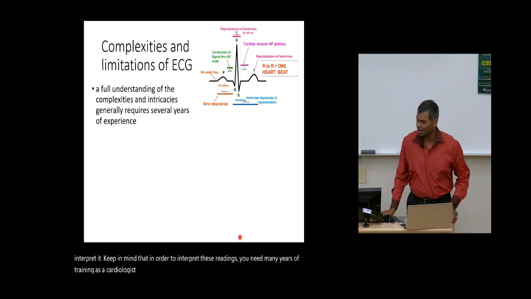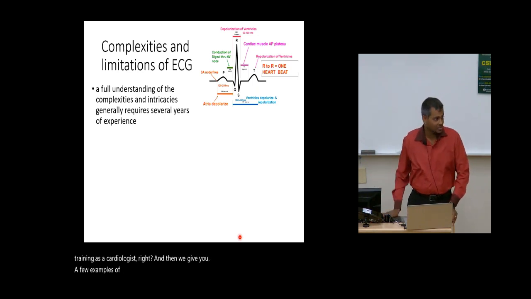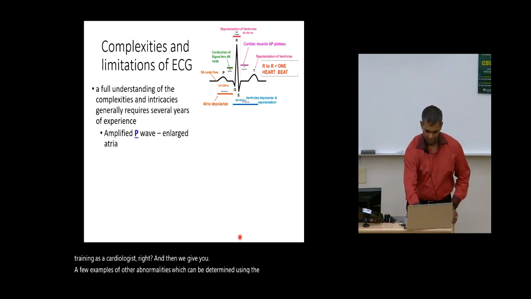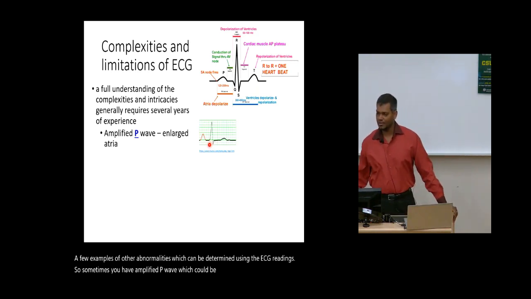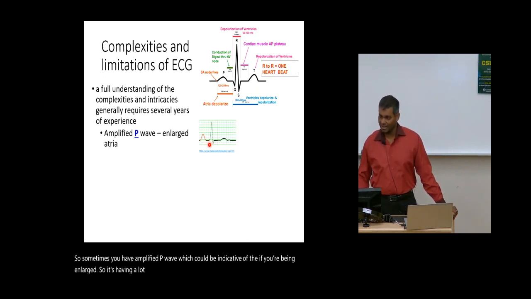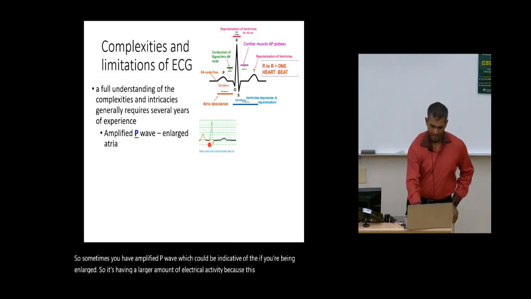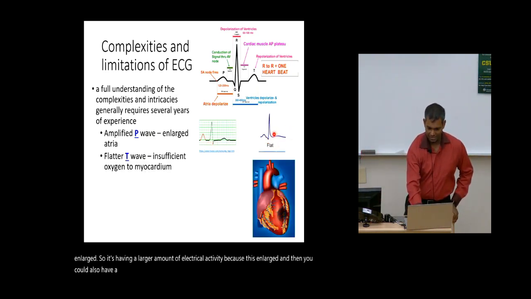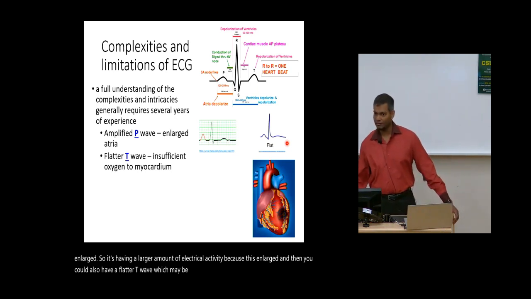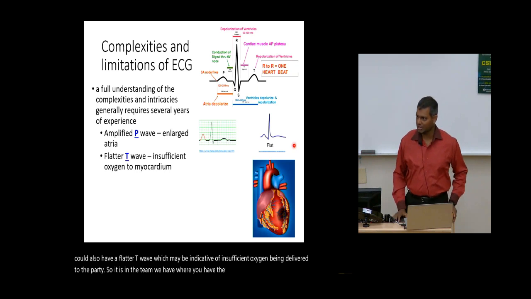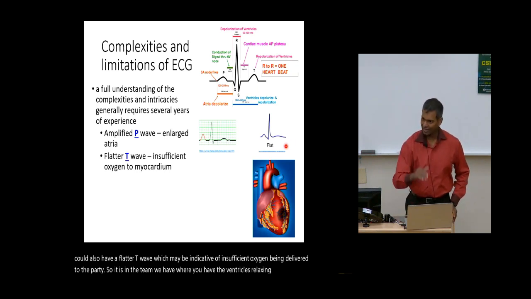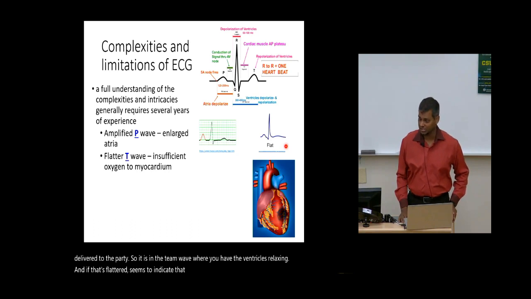Right? And let me give you a few examples of other abnormalities which can be determined using the ECG readings. So sometimes you can have an amplified P wave, which could be indicative of the atria being enlarged. So it's having a larger amount of electrical activity because it is enlarged. And then you could also have a flatter T wave, which may be indicative of insufficient oxygen being delivered to the myocardium. So it is in the T wave where you have the ventricles relaxing. And if that's flatter, it seems to indicate that less oxygen is reaching the myocardium.